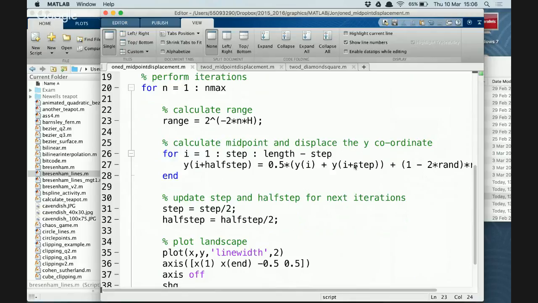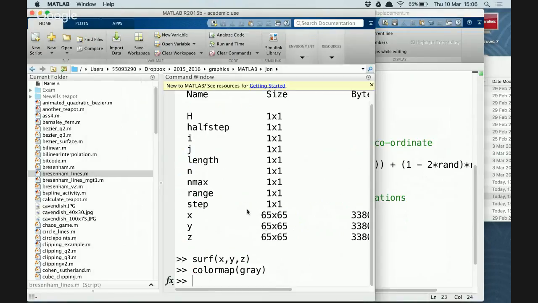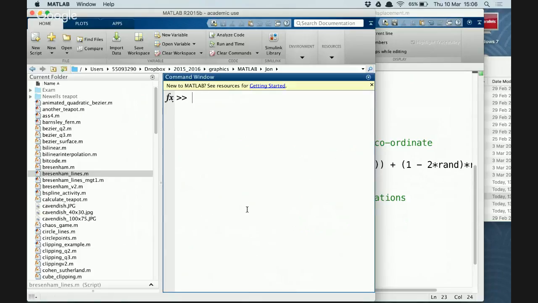Then I'm adding 2 minus 2 times rand. Sorry, 1 minus 2 times rand. Why am I doing that? Well, rand gives me a random number between 0 and 1. Now, sometimes I want to go up, but sometimes I want to go down. So I want a random number between -1 and +1. So 2 times rand will be a random number between 0 and 2. 1 minus that random number will be in the range -1 to +1.